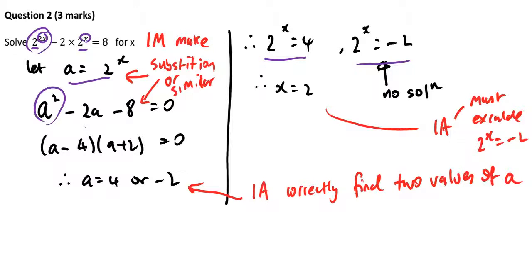Now from here, we can just say, oh, well, therefore x must equal 2. But with this one, 2 to the x is never equal to a negative number. It's always going to be a positive number, and so there can't be any solution to the equation 2 to the x equals negative 2. And so we write down that there's no solution for that one. Therefore, x equals 2 is the only possible correct answer.